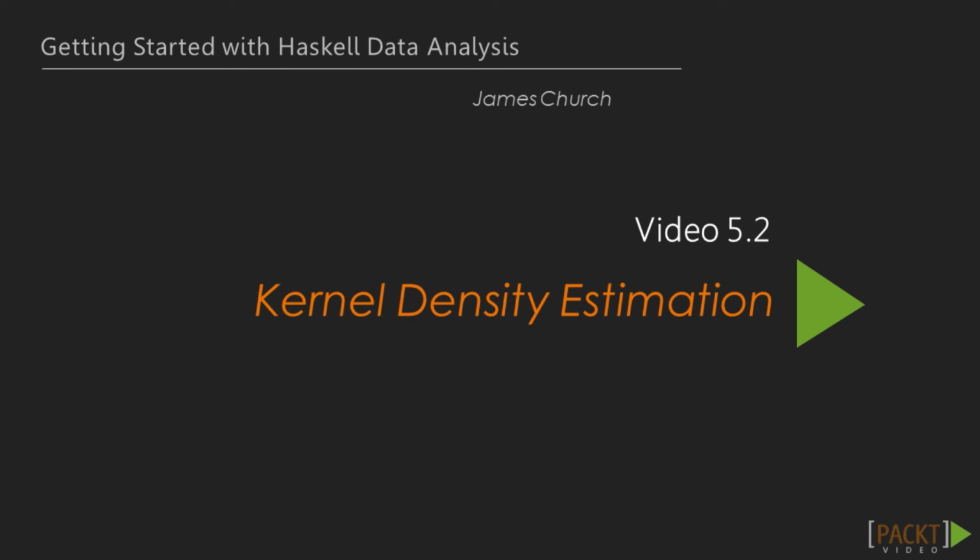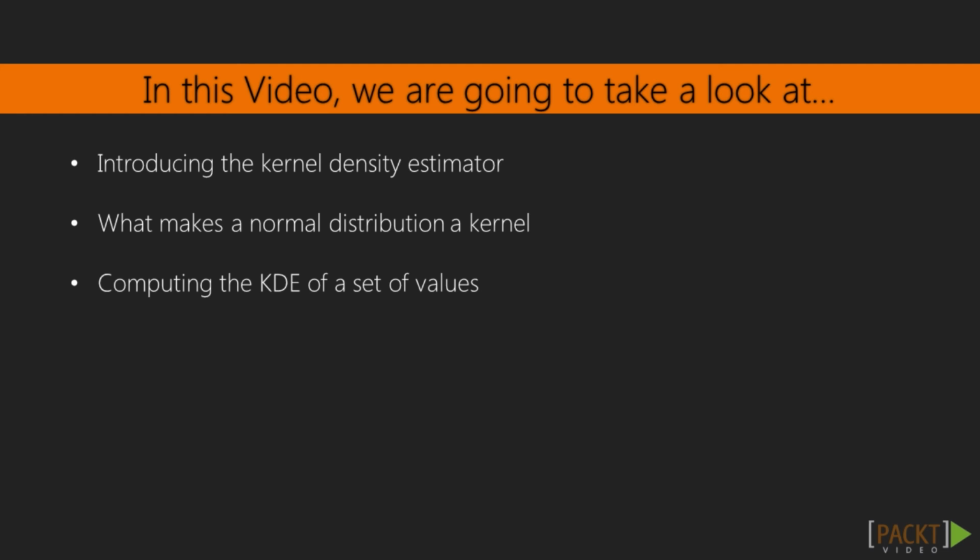Kernel density estimation is a process by which we can estimate the shape of a data set. After we have computed the shape of a data set, we can compute the probability in which an event will happen. So in this video, we're going to introduce the kernel density estimator. The kernel density estimator requires a kernel function, and we are going to discuss the requirements of a kernel function and how the normal distribution meets those requirements. Finally, we're going to compute the KDE of a set of values.